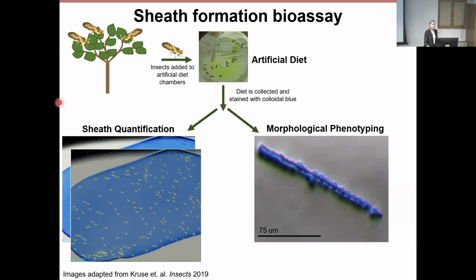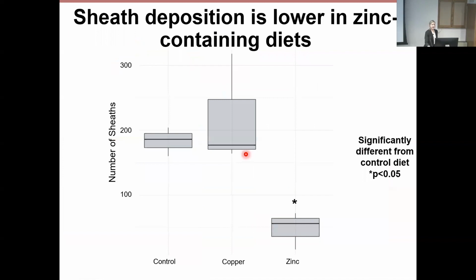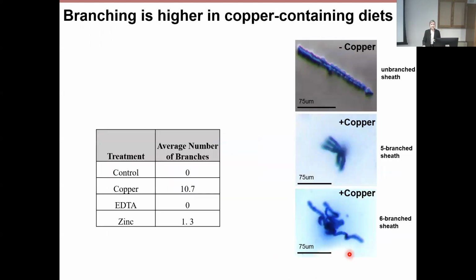Now, when I do the first experiment and count the number of sheaths put down into diets, I see that in diets containing sucrose, compared to diets containing copper, compared to diets containing zinc, there are significantly fewer sheaths put down in diets containing zinc sulfate. And we believe that because zinc is also a divalent ion, it might be competing with copper for binding sites on these proteins and thus inhibiting sheath formation. When I do the second type of experiment and look at the morphology of the sheath, I saw something that was pretty interesting.